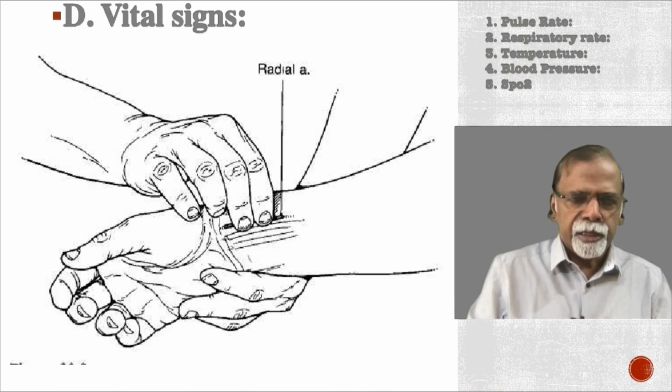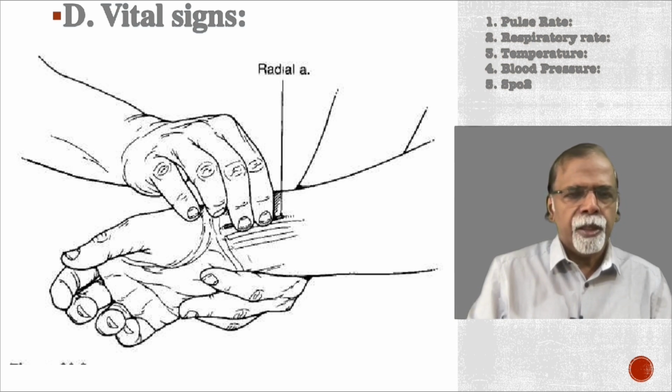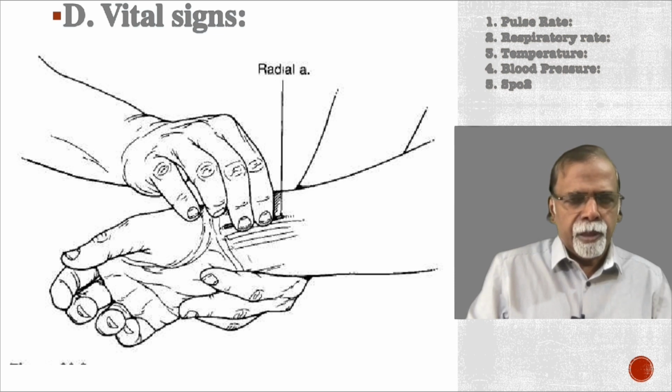Have a general examination head to foot, or if the patient is sick, you go for the vitals. So vital signs are vital, and they are the pulse, respiratory rate, temperature, blood pressure. And nowadays we include the SpO2 also, and you can include the pain also if you want.